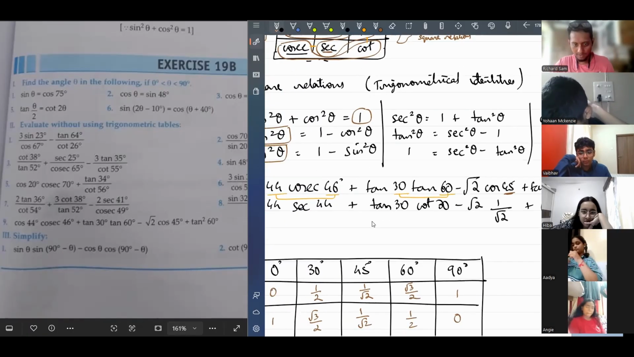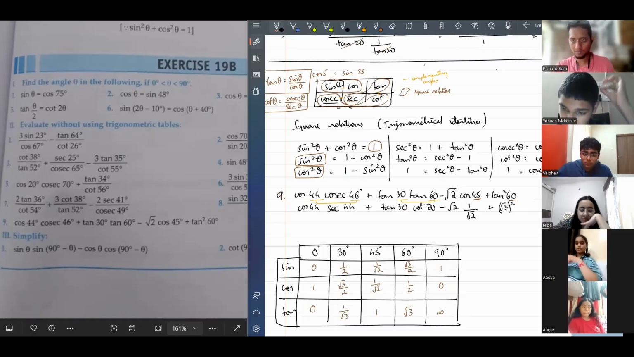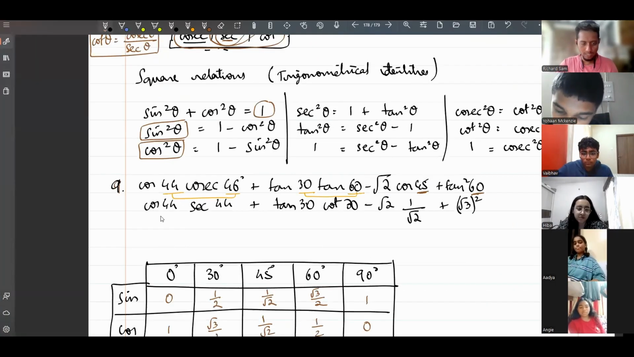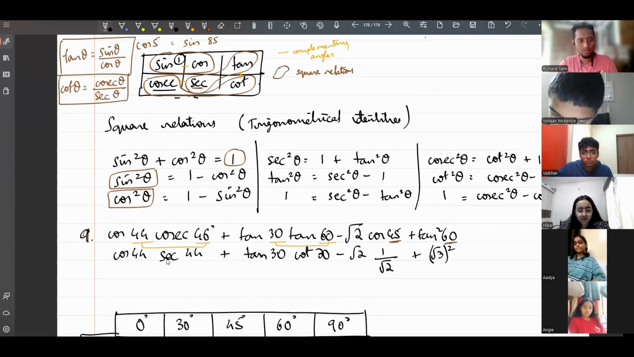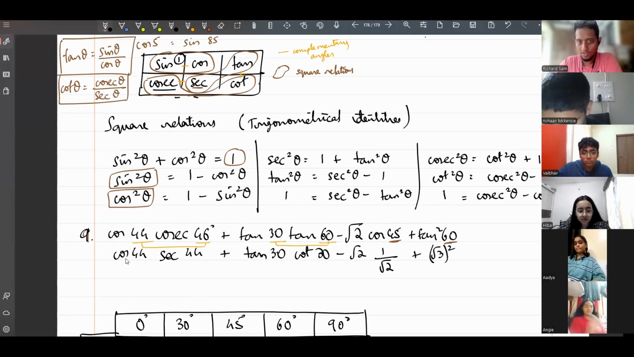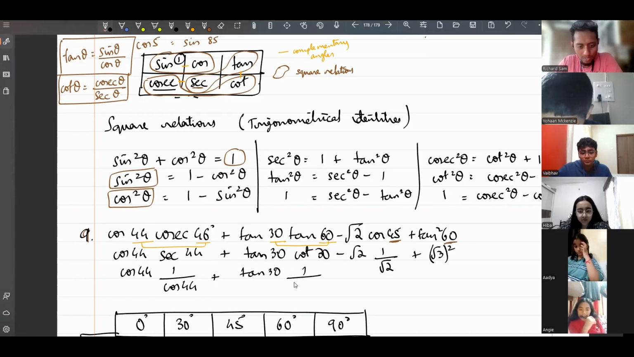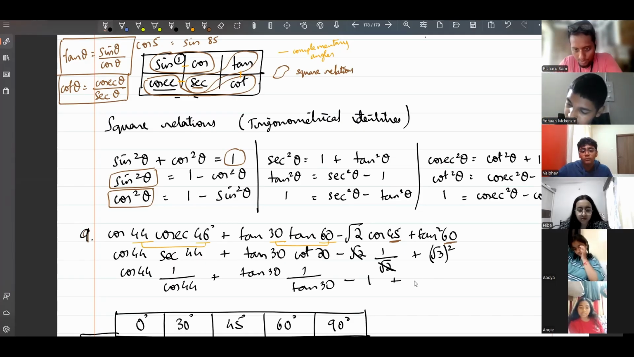So here what happens now? Cos 44 and sec 44. What can we do with them? Is cos and sec related? Look at your tiny table here. Cos and sec are reciprocals. So we'll write cos 44 as it is, and sec 44 we'll write as 1 upon cos 44. Similarly, tan 30 as it is, cot we'll write as 1 upon tan 30. Here root 2 gets cut, so that becomes only 1. And here root 3 square becomes 3.